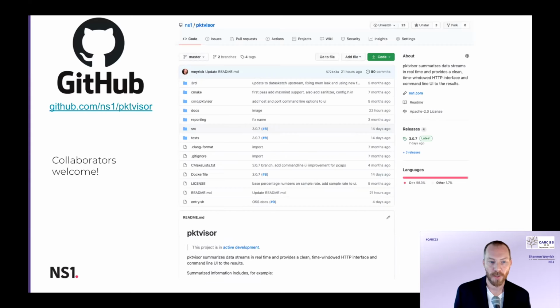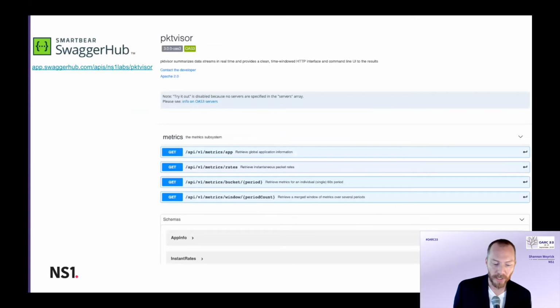Okay, that's most of the summary. This is an open source project. Of course, we welcome collaborators. Anybody who's interested in trying it out and giving us feedback and or helping develop, please contact us. There is some documentation for the API that's exposed. It's in progress, but it's available in OpenAPI format and on SwaggerHub here.